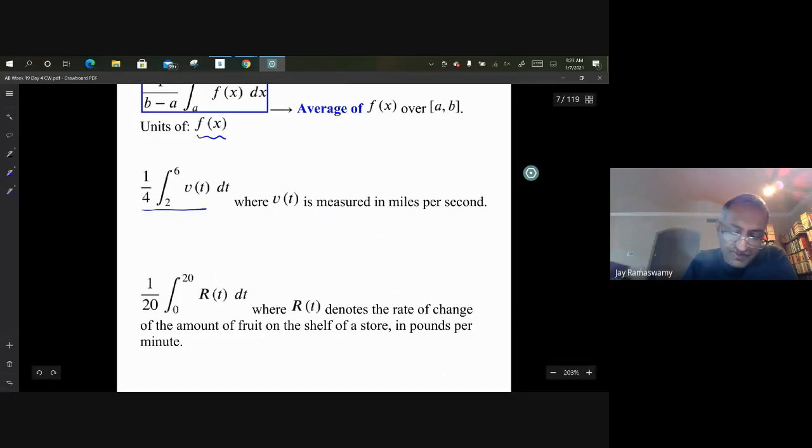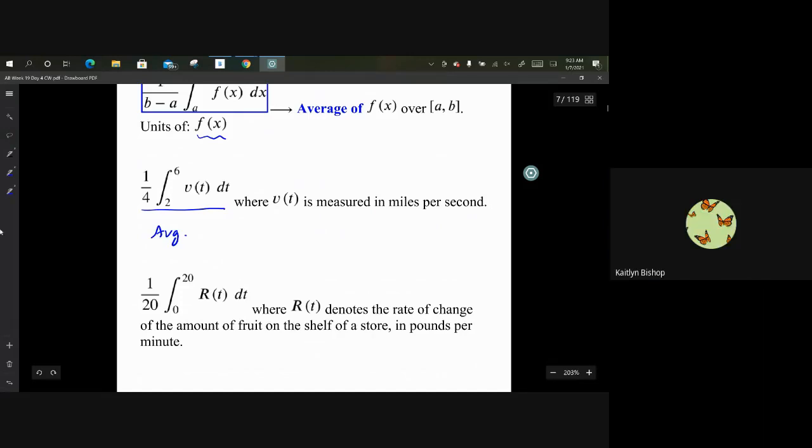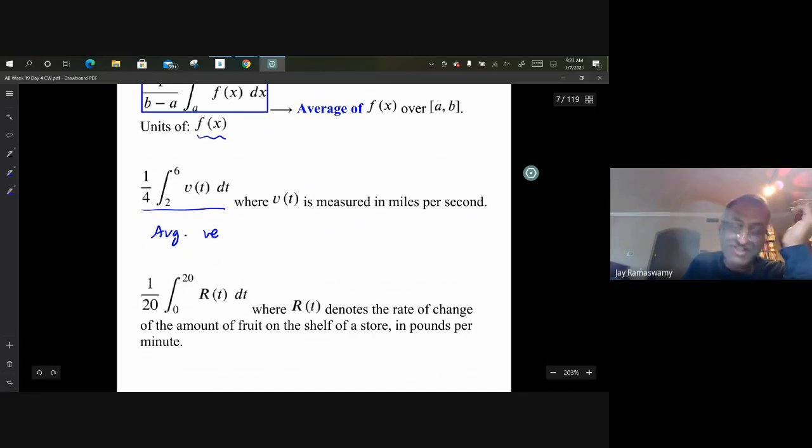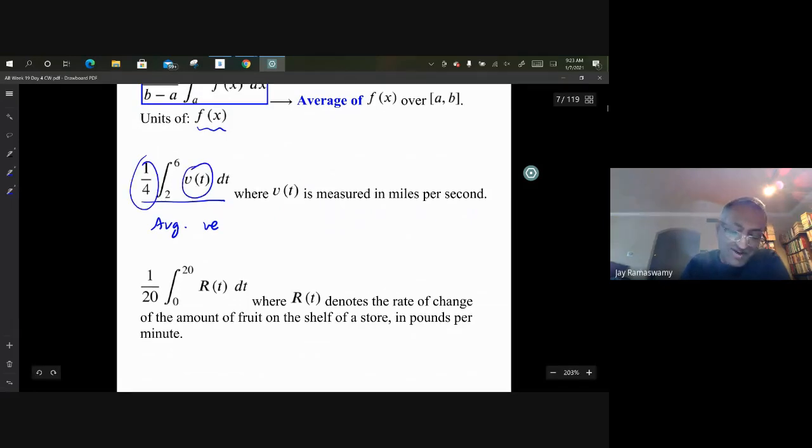All right, let's do a couple of examples. Copy down the expression. Okay, go. It is the average of velocity. Guys, do not overthink it. Don't say position, don't say acceleration. Where are those coming from? It's the average of the velocity function.